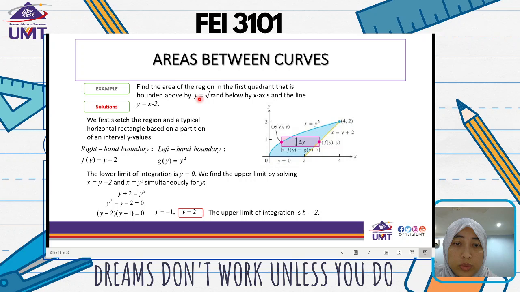So the lower limit of integration is y equals 0. Then we find the upper limit by solving x equals y plus 2 and x equals y squared simultaneously for y. So now we get y plus 2 equals y squared, so y squared minus y minus 2 equals 0. You get (y minus 2)(y plus 1), so you get negative 1, and also you get y equals 2 after you factorize this. So the upper limit of integration is b equals 2. Why we need to do this is because we want to find the titik pertemuan, because we want to find the range that we are going to solve the equation.